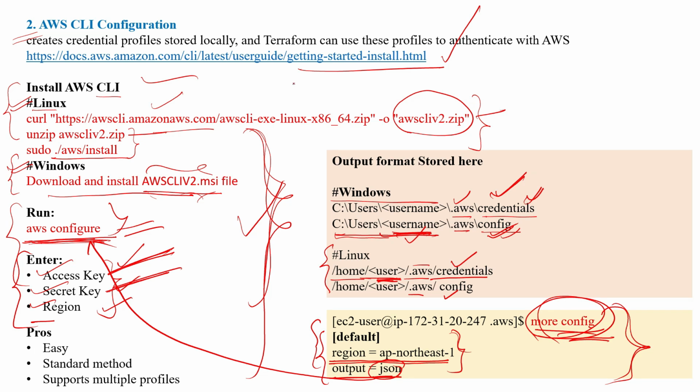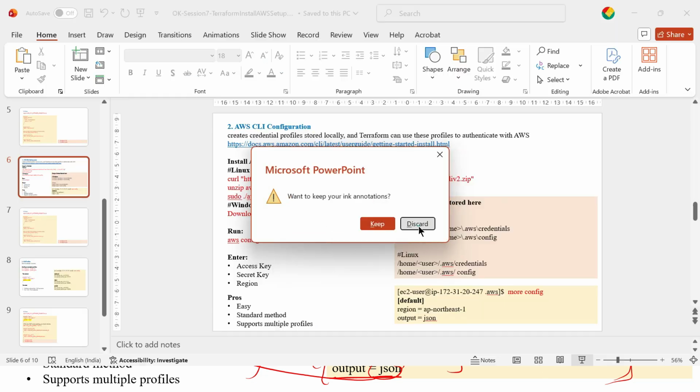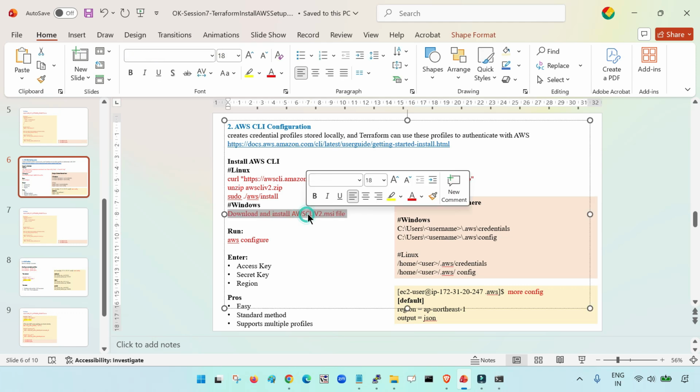Right, so this is a very straightforward and very small process for the configuration of the CLI in Windows and Linux based machines. So let me show you with the execution as well. What I will do first is quickly show you on the Windows machine.